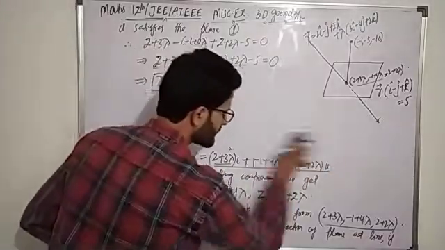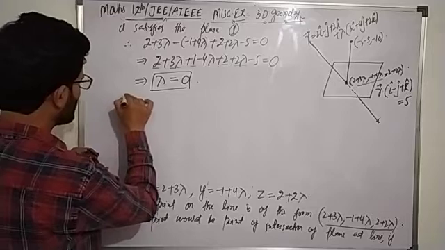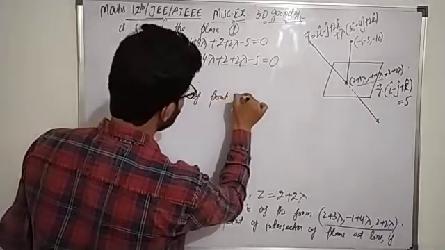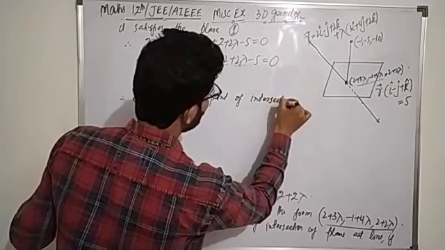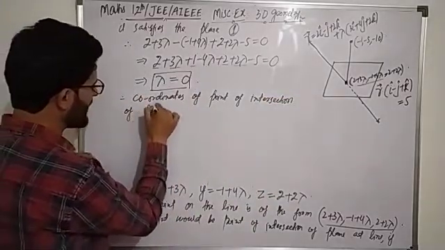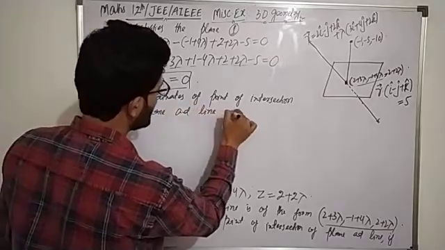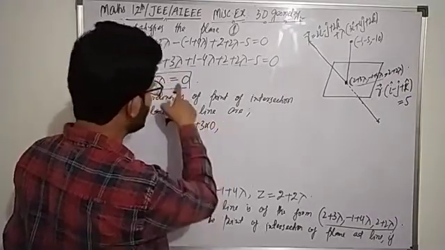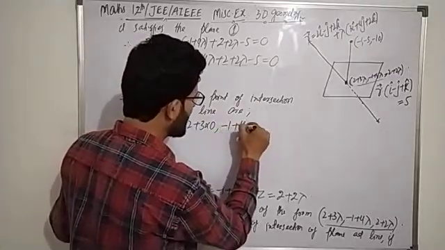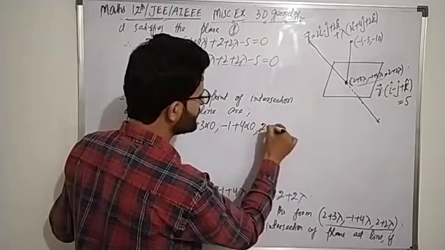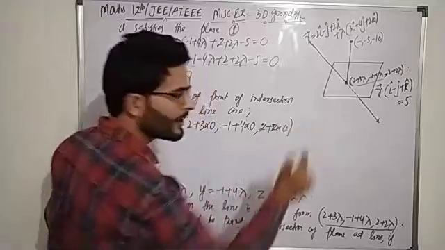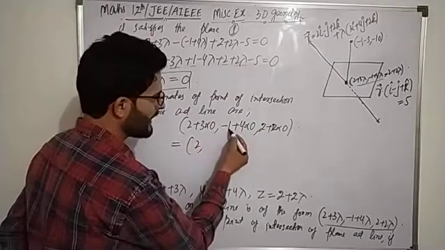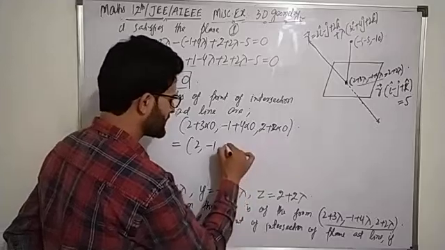Therefore the coordinates of the point of intersection of plane and line are क्या होंगे coordinates? 2 plus 3 lambda, 2 plus 3 into lambda का value 0, yes, minus 1 plus 4 lambda, that is again 0, 2 plus 2 lambda, that is 2 plus 2 into 0, that is the value of lambda. तो क्या मिलेंगे required point के coordinates? 2 plus 0, that is 2, minus 1 plus 0, that's minus 1, and 2 plus 0, that is 2.